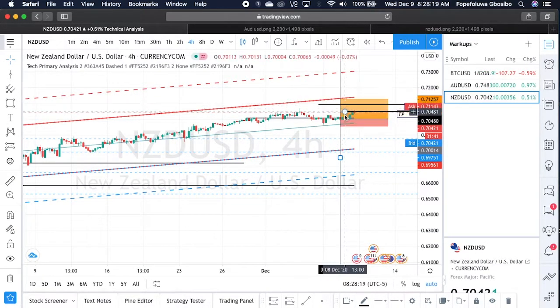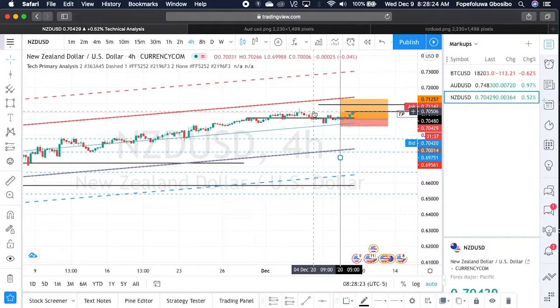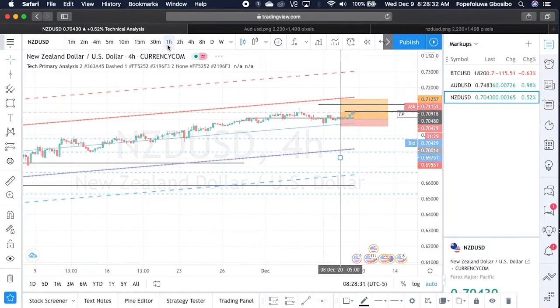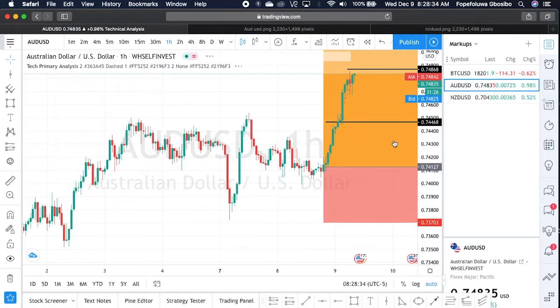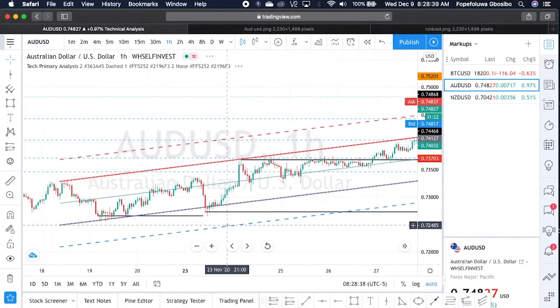On the point you took it, you don't just want to let it keep going. So on the point you took it, you want it to continue for at least 1 to 3. So I set my 3 TPs, and then I watch that hit. Same thing with my AUD USD. I'm gonna scroll.